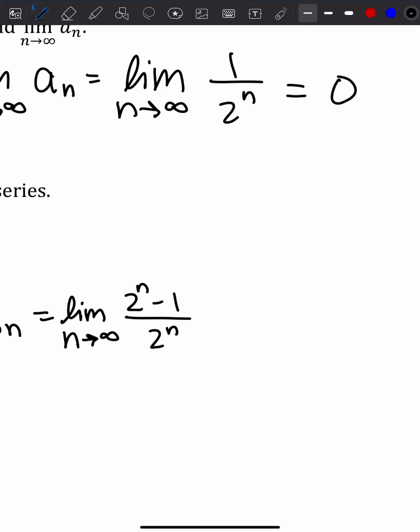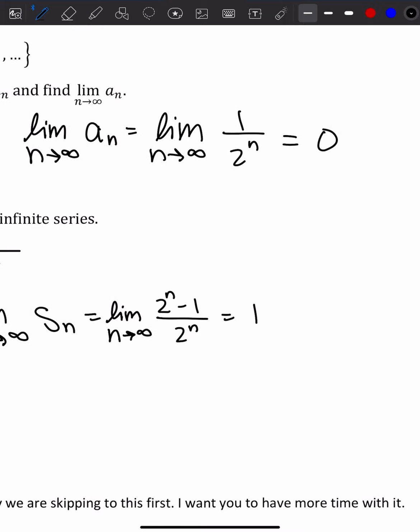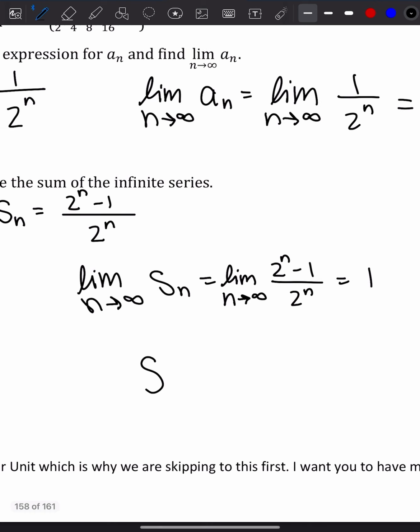We're growing at the same rate, so we're going to divide the coefficients. Our coefficients in front are the numbers 2 to the n are being multiplied by, which are 1. So we have 2 to the n divided by 2 to the n, which is 1. So we are converging here to a value of 1, which means S in this case is equal to 1.